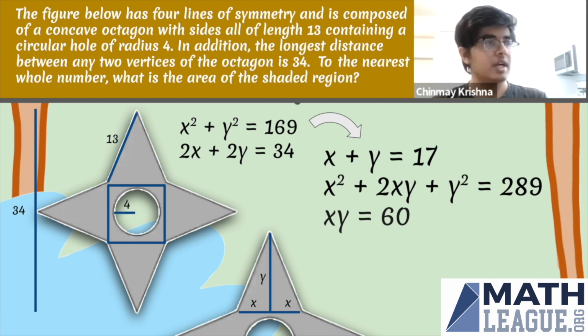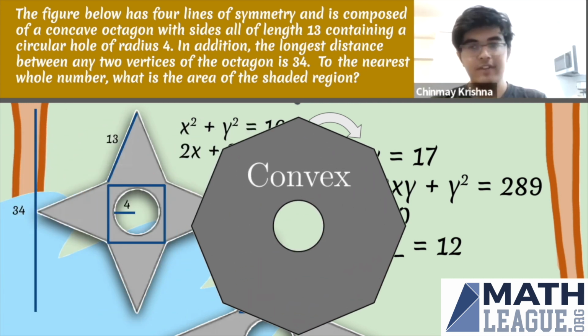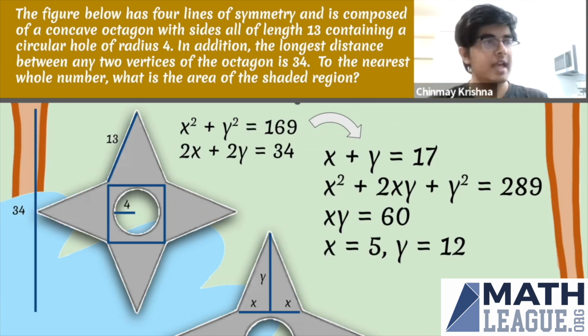So we found that xy has to be 60, after finding the difference between the first and the last equation that we wrote. Two numbers that add up to 17 and multiply to 60 are 5 and 12. Now, to determine which of x and y is 5 and which is 12, let's make use of the fact that this octagon is concave. That means x has to be less than y, since if it was greater than y, we would have a convex octagon. So we know that x is equal to 5 and y is equal to 12.